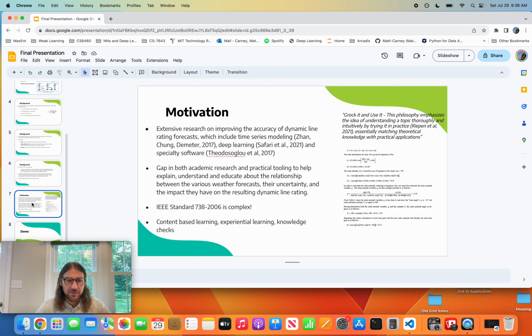So the educational philosophies that I have in Grid Vates are some content-based learning, some experiential learning, and then some knowledge checks. Really, the core of it is the experiential learning. There was Ripen ETL 2021 had this approach of grok it and use it, which is a philosophy that emphasizes the idea of understanding a topic thoroughly, intuitively by trying in practice. And so I wanted to make something that's extremely hands-on, and has a lot of freeboard and knobs for the user to play with.